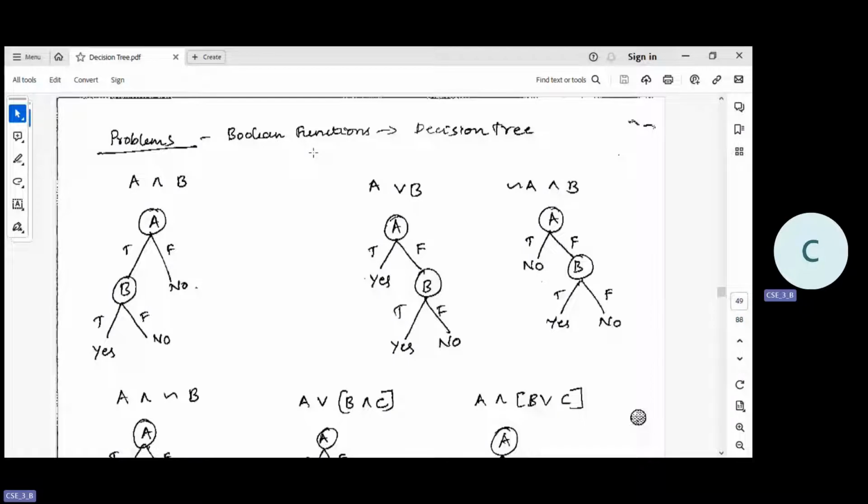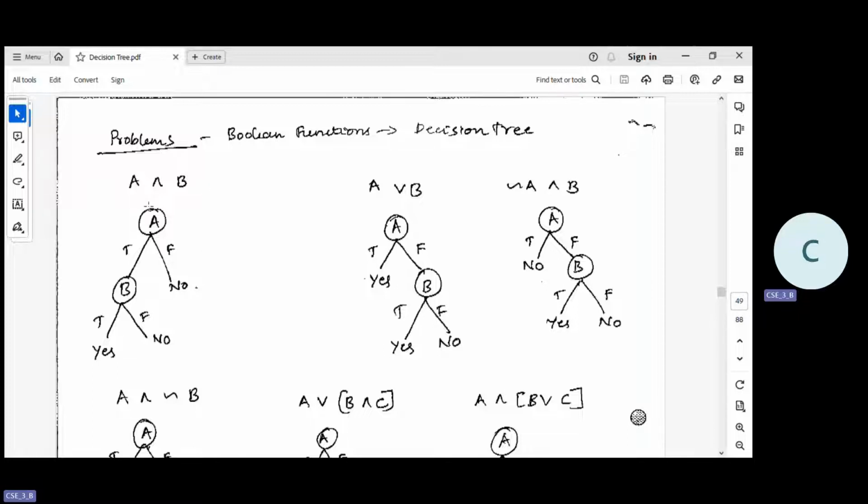Learn how to draw the decision tree for a given Boolean function. Boolean functions are those that have two outcomes, that is yes or no. We also refer to these as true for yes and false for no. First, let us understand how to draw the decision tree for the different Boolean operations.